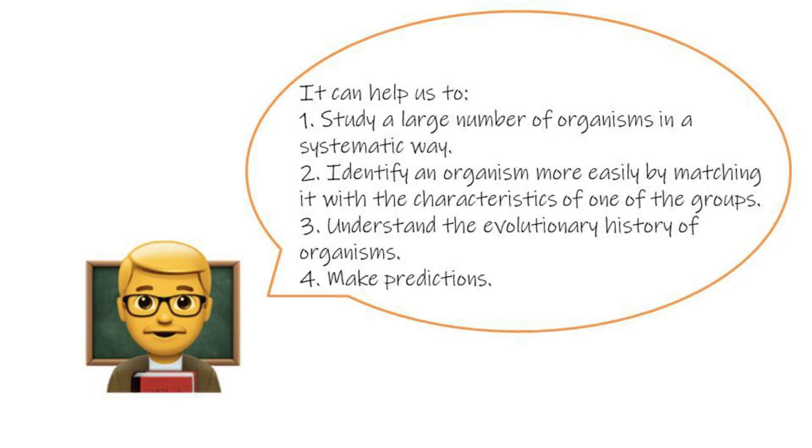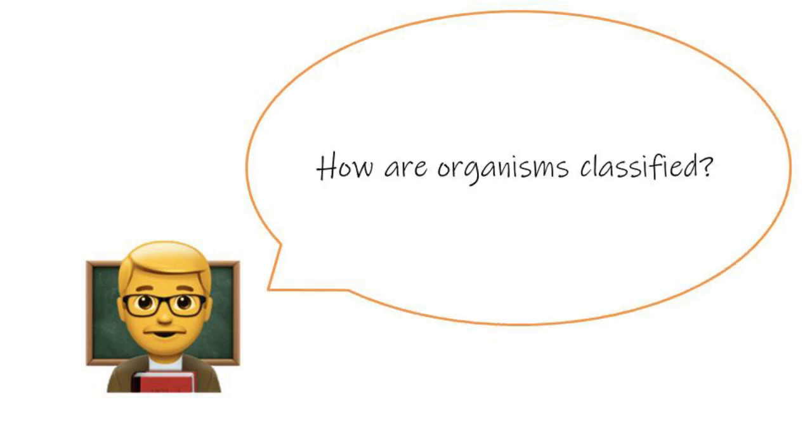Classifying organisms into groups can help us: 1. Study a large number of organisms in a systematic way. 2. Identify an organism more easily by matching it with the characteristics of one of the groups. 3. Understand the evolution history of the organisms. And 4. Make predictions. But the question is, how are organisms classified?